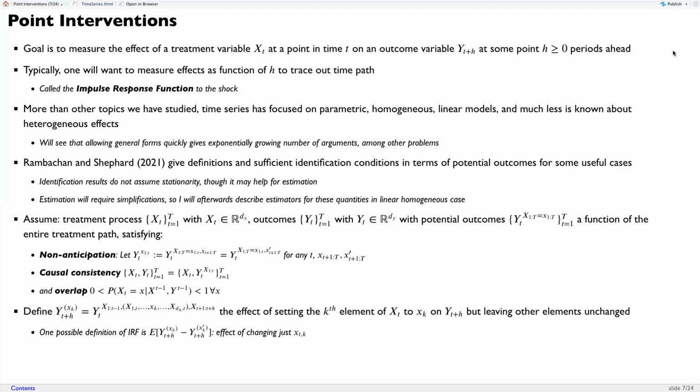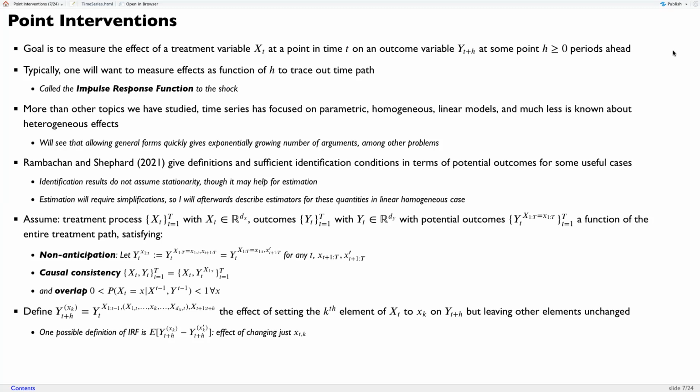But they do it for some useful special cases, and so I'm going to be following them. They don't assume stationarity in their results, though once you get to estimation, it will help to impose it. And in fact, with estimation, we'll talk about simplifications, because in practice, people basically use things that are variants of ordinary least squares. And so we'll talk about what is the corresponding OLS regression that people run in practice that may or may not have a causal interpretation.